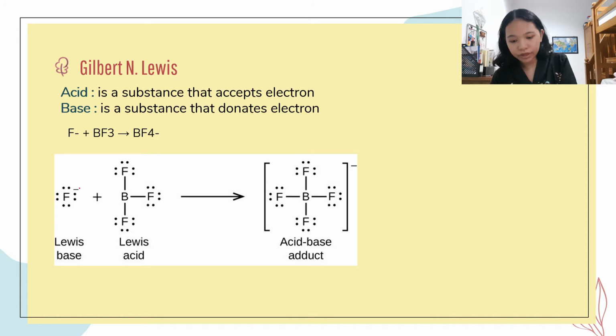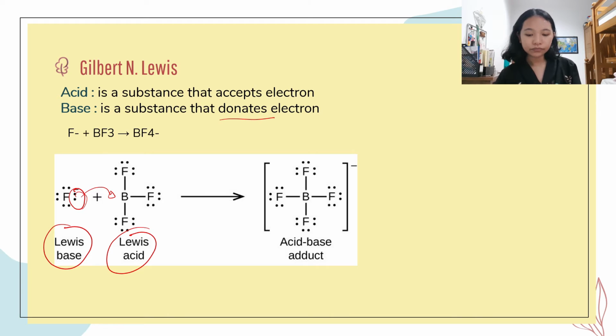a fluorine ion has 2 electrons that it's willing to share with BF3, and to form a covalent bond. So, fluorine ion is donating electron to BF3. That means that fluorine ion is a Lewis base, while the BF3 is accepting electron from the fluorine, so it's called a Lewis acid. Okay, that's it for the definition.